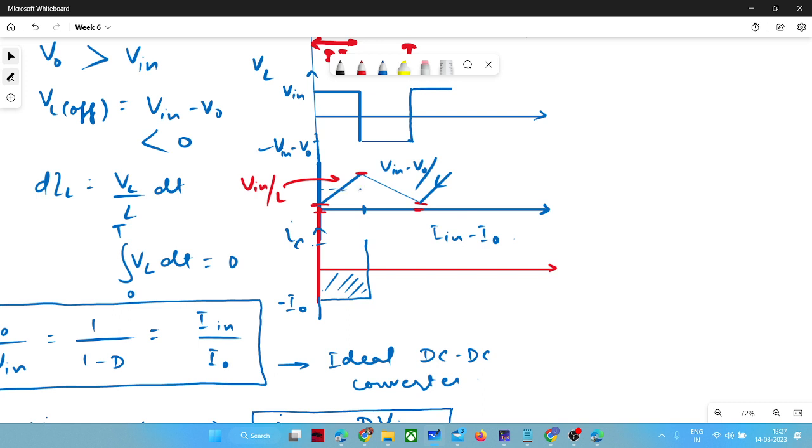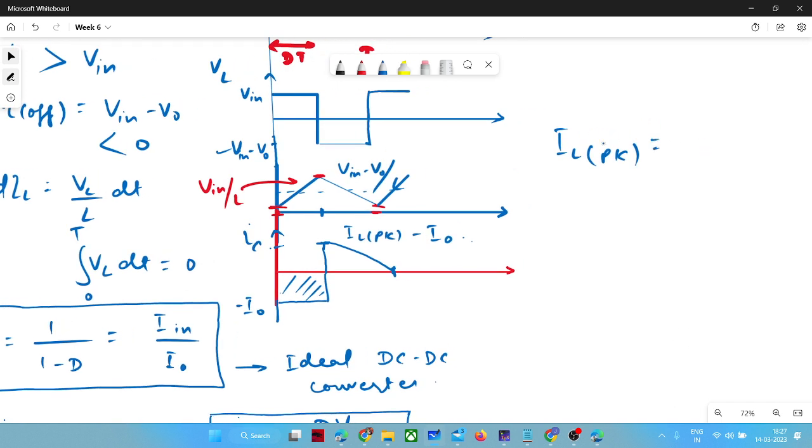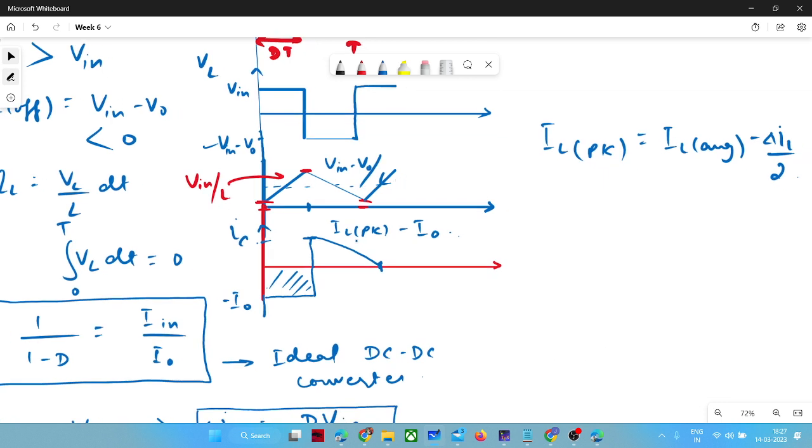Now it would be appropriate to use IL peak minus I naught. IL peak we generally write as IL average plus del IL by 2, right? So you can plug in those values here for the IL peak. Sir, it should be plus, right? Plus del IL by 2. Oh yes, thanks.